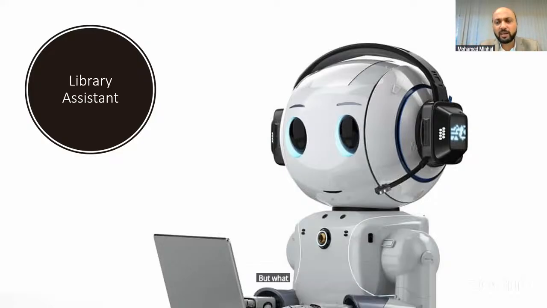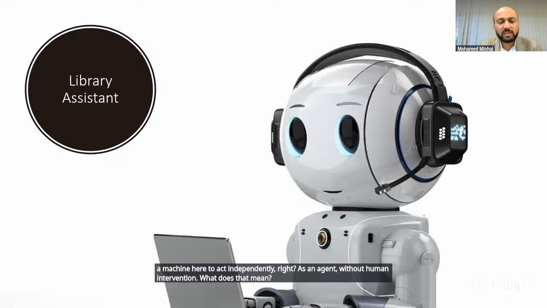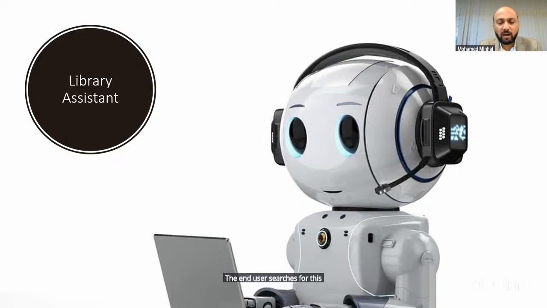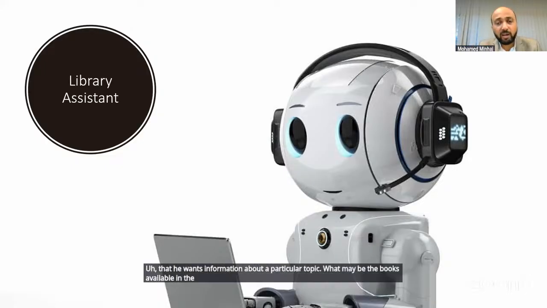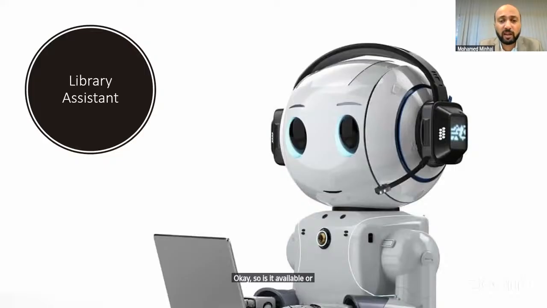But what exactly is agentic here? Now, you want a machine here to act independently, right, as an agent without human intervention. What does that mean? The end user searches for information about a particular topic, what may be the books available in the library, and can he go ahead and borrow that from the library. So is that available or not, and also the information that he wants.